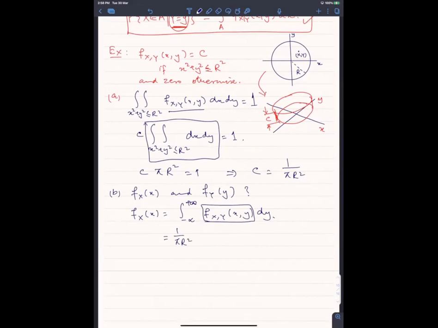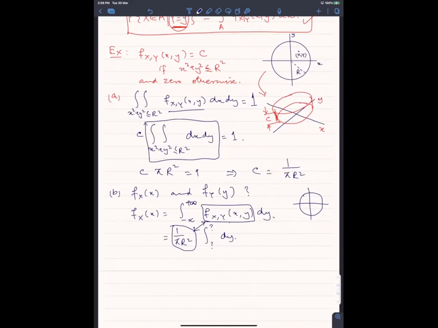उसको इंटीग्रल से बाहर खींच लेते हैं, and then integrate. Realize कि fxy is equal to 1 over pi r square only in this circular region. इसके बाहर नहीं है. So that means कि when I substitute 1 over pi r square instead of fxy, I just need to make sure कि यहाँ पे मेरे पास लिमिट्स जो है वो सही होनी चाहिए. और वो लिमिट्स क्या होंगी?